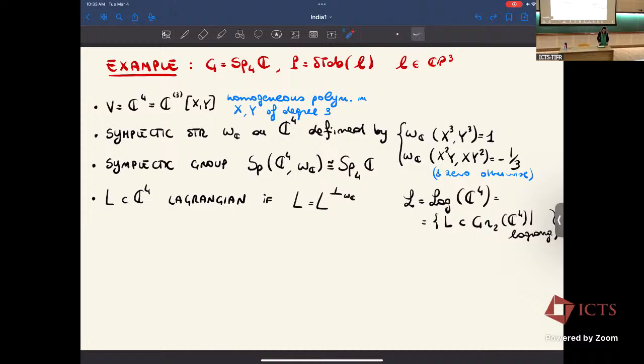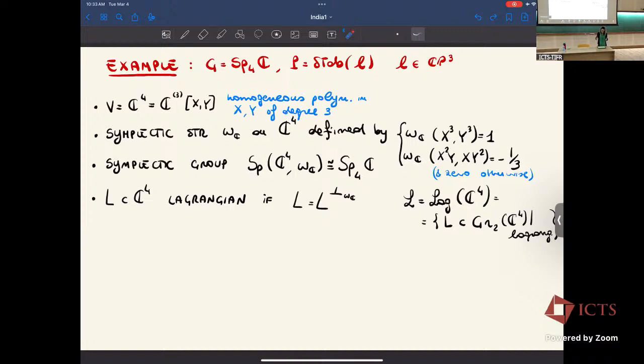In order to discuss this example, we consider the vector space C4 as homogeneous polynomials in two variables of degree 3. On this space of polynomials, you can define a symplectic structure that concretely pairs x³ and y³, and then pairs x²y and xy². Everything else is 0. And then the symplectic group of C4 with this symplectic structure is really isomorphic to Sp4C.